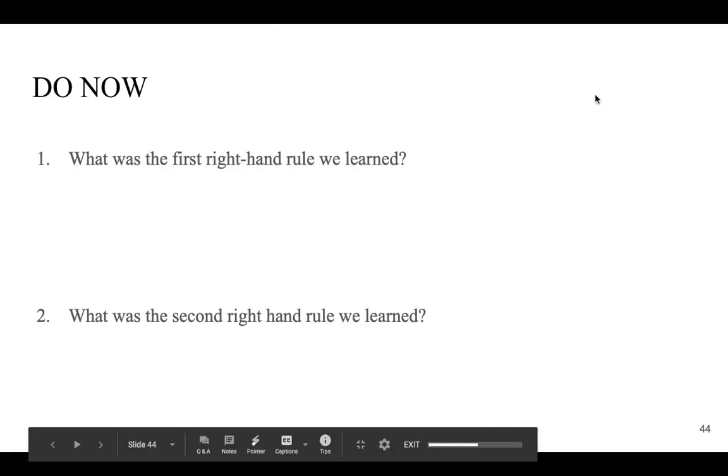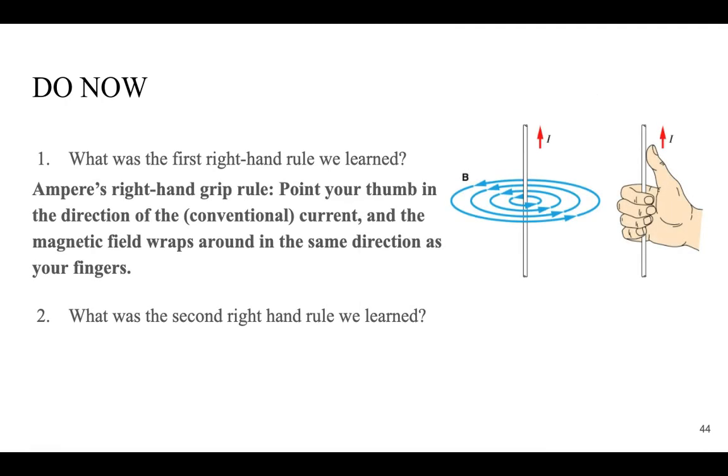So that first day, what was the first right-hand rule that we learned? We learned Ampere's right-hand grip rule. If you've got current flowing through a wire, grab that imaginary wire with your right hand, such that your thumb is pointing in the direction of the current, and that moving current is going to create a magnetic field around that wire in the direction that your fingers wrap around your fist. So that was what we learned in the first part of the slides.